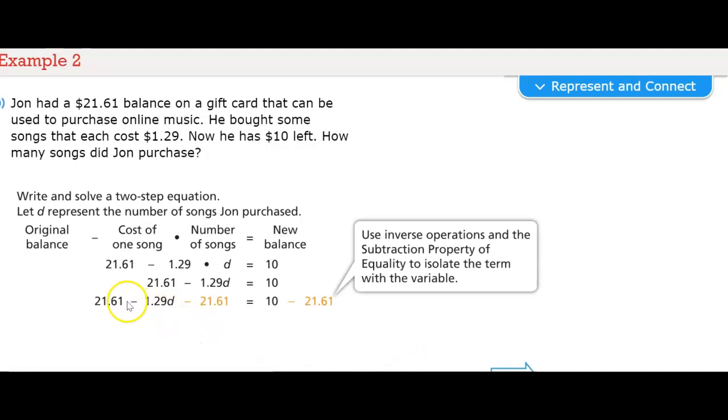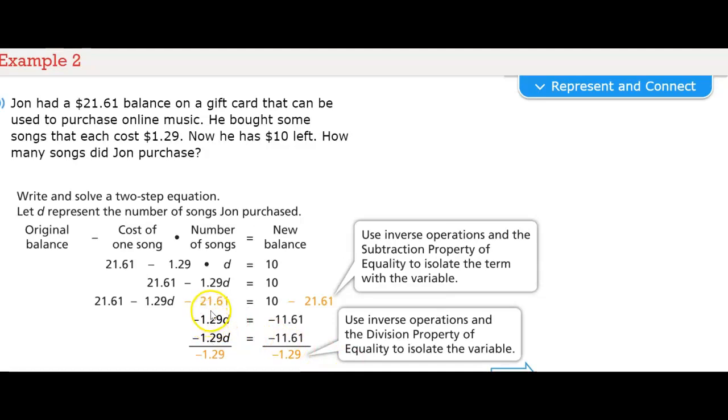Now we are going to isolate the term with the variable, which is $1.29 times D, and we're going to use the subtraction property of equality by taking the $21.61 and subtracting it from both sides of the equation. On the right side of the equation, we have $21.61 minus 10, and that's going to give us negative 11 and 61 cents. And then we still have the negative $1.29 times D.